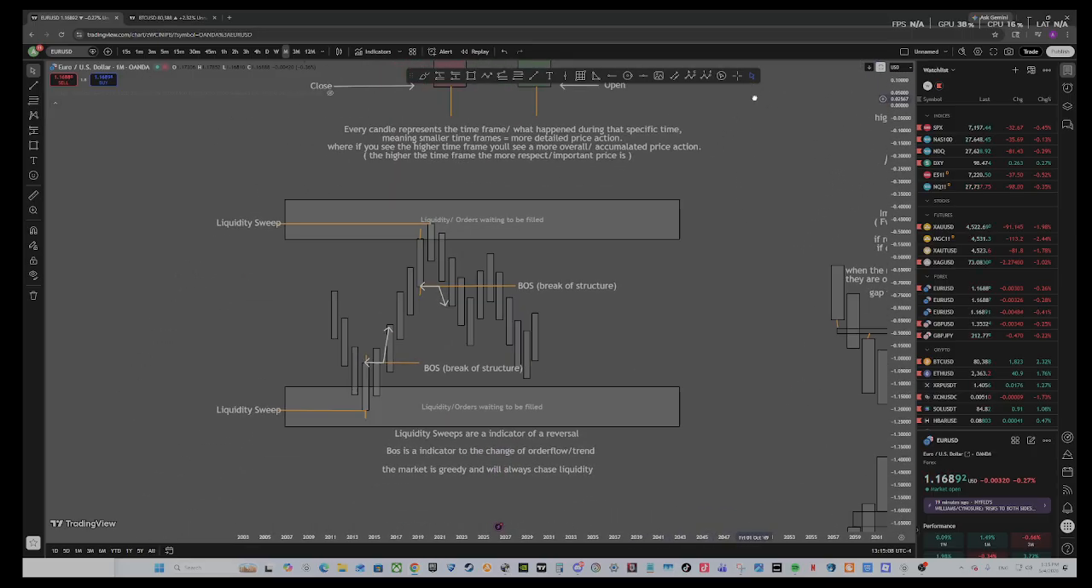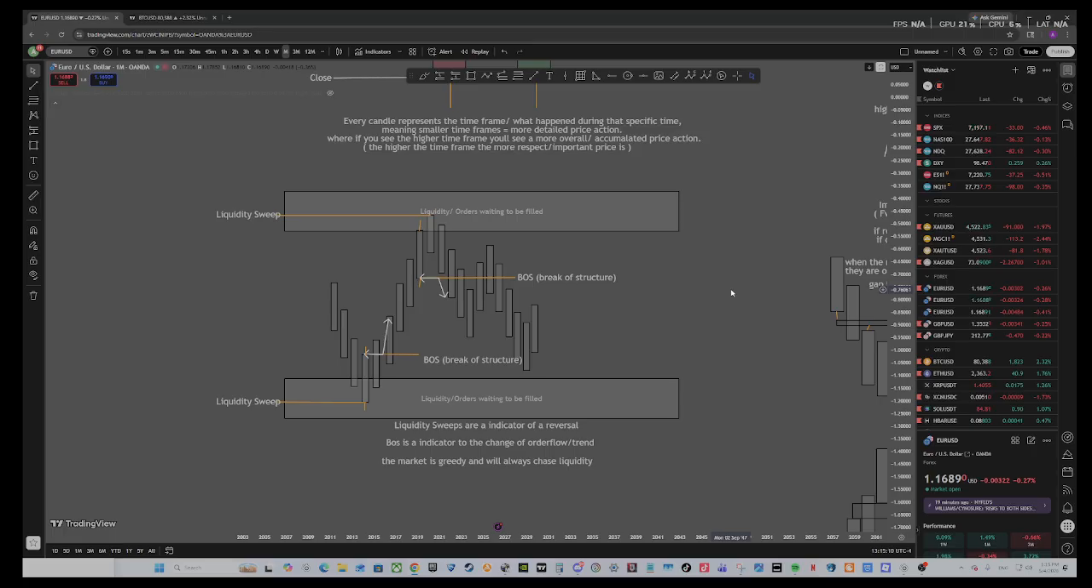All right. So we have liquidity sweep, liquidity. We have break of structure, and I'll explain it. So what is liquidity? Literally orders waiting to be filled. Pending orders, limit orders, whatever it is. It's orders waiting to be filled, right? And a liquidity sweep is when price goes into filling the orders that haven't been filled yet, and then because of that, it picks up momentum to go in the opposite direction, right? So liquidity sweeps are an indicator of a reversal.